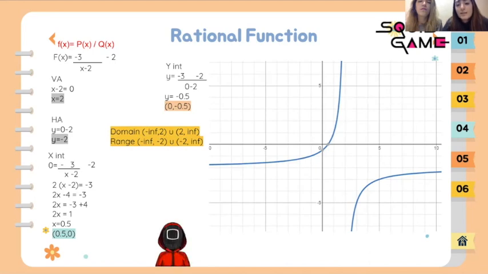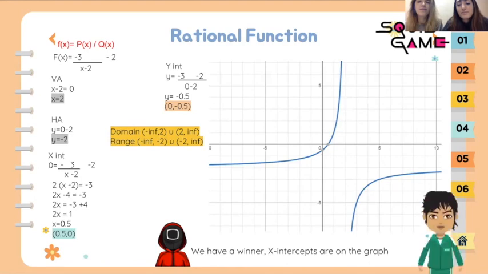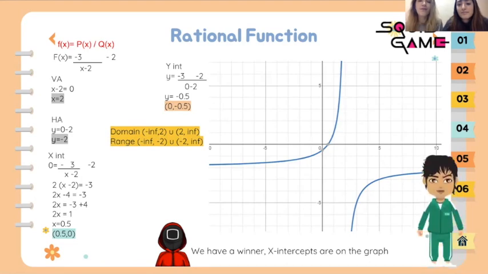So let's hear what Square will say. We have a winner. X-intercepts are on the graph. You're doing great.